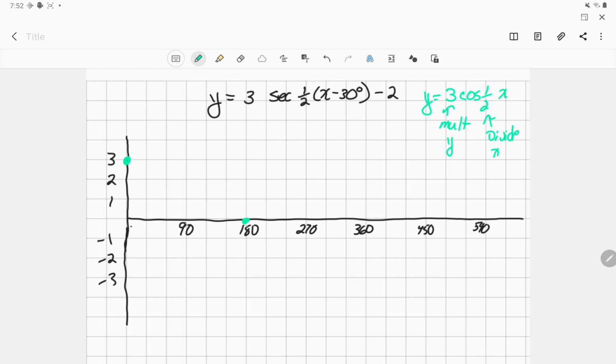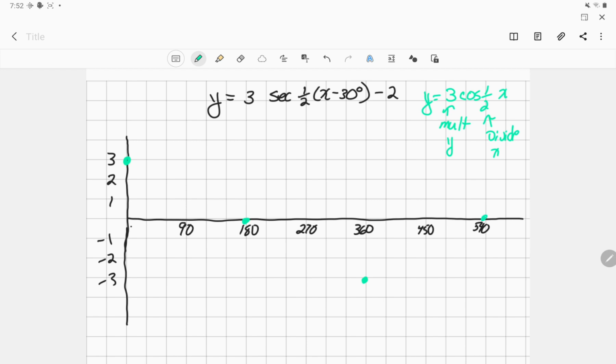Now, normally at 180, I would do cos of 180, which would give me -1. But now it's going to give me -3, and I'm going to divide it by 1/2, which is going to bring me way out here. So then at 270, I would normally do cos of 270, which would be 0. So 0 times 3 is still 0, but we have to divide the x value by 1/2, which is going to bring me to 540.